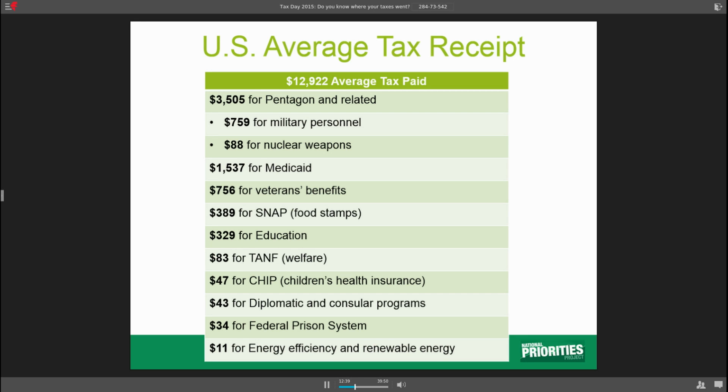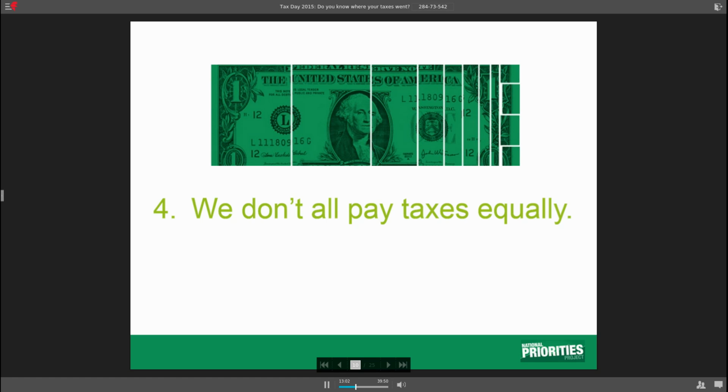I think some of this information is probably surprising to your average taxpayer who might think that a program like welfare, for instance, was a lot more expensive than that. If you think of spending only $83 a year to support welfare recipients for the average taxpayer, that's not a huge expense. So that's where our average tax dollar goes.